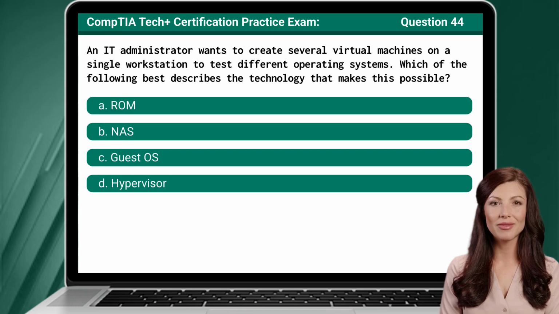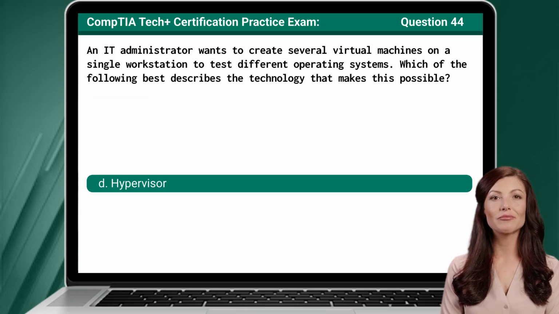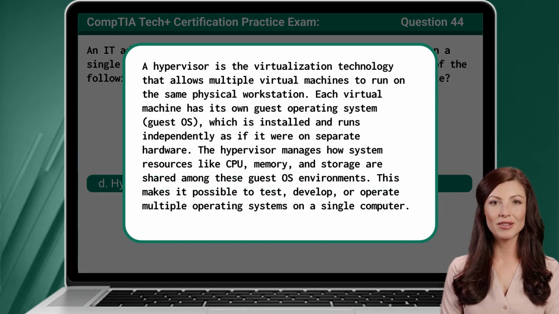The answer is D. Hypervisor. A hypervisor is the virtualization technology that allows multiple virtual machines to run on the same physical workstation. Each virtual machine has its own guest operating system, which is installed and runs independently as if it were on separate hardware. The hypervisor manages how system resources like CPU, memory, and storage are shared among these guest OS environments. This makes it possible to test, develop, or operate multiple operating systems on a single computer.